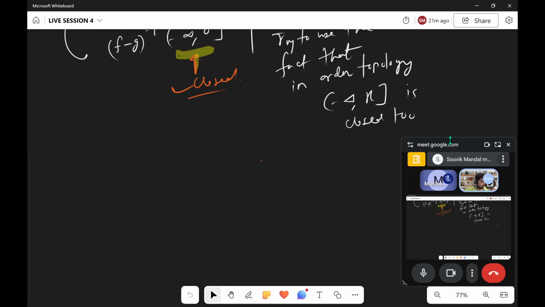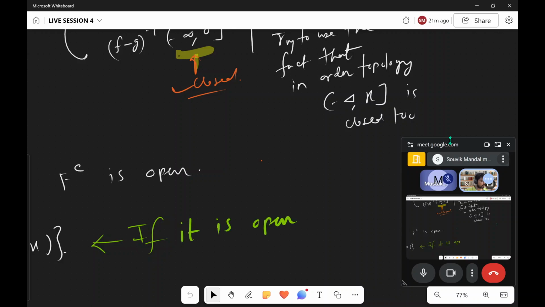See, in topology we know that a set is closed if and only if its complement is open. So what we can try to show is that the set of all those x such that f(x) is greater than g(x) is open. If we are able to show it is open, then its complement is closed.